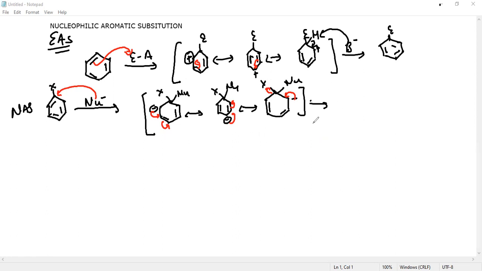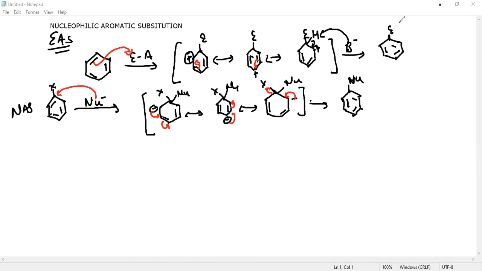It will leave, and what we have left is we have restored the aromaticity of the benzene ring, okay? So we have this aromaticity intact here, and we have successfully put the nucleophile on the benzene ring, which was not possible as such on the benzene ring alone. But this X, the leaving group or the halogen, is helping us to put this nucleophile on the benzene ring.